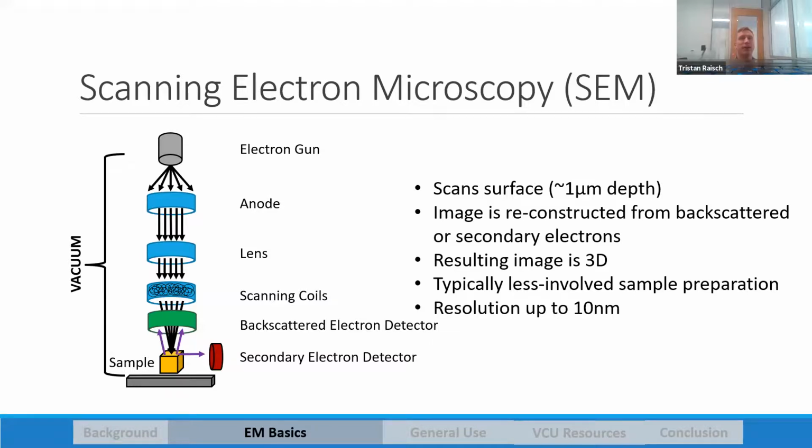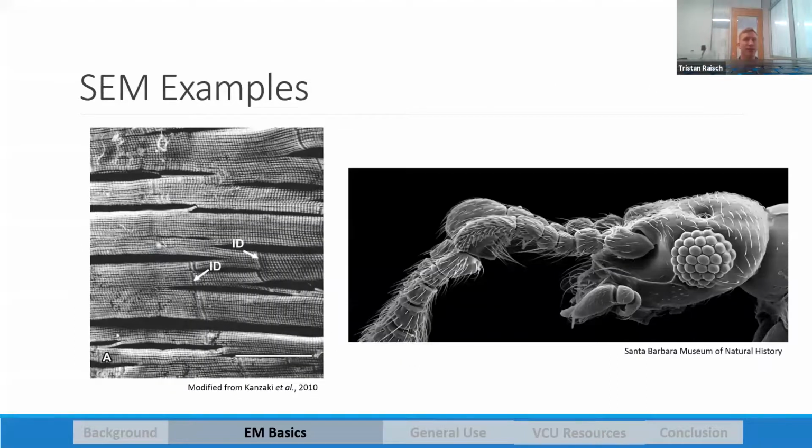The main drawback compared to the TEM is that its resolution is limited to about 10 nanometers, which is about 2 orders of magnitude less than a transmission electron microscope. Even at that resolution, it's still possible to get some absolutely striking images.